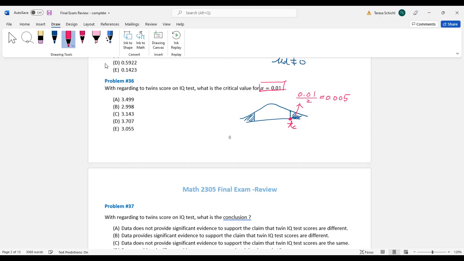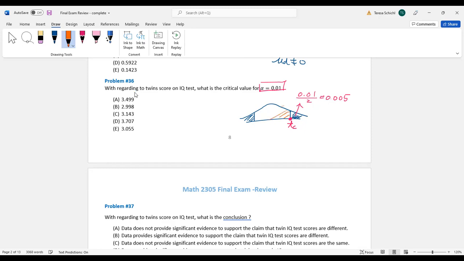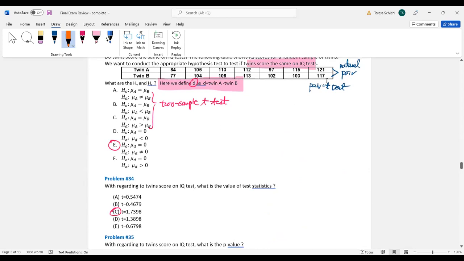Remember, in order to find the critical value, I need to use the inverse T. So that means I need the left tail value, this golden area. So what is this golden area here? This is 0.995. And how many pairs do we have? We have 1, 2, 3, 4, 5, 6, 7. So we have 7 pairs.